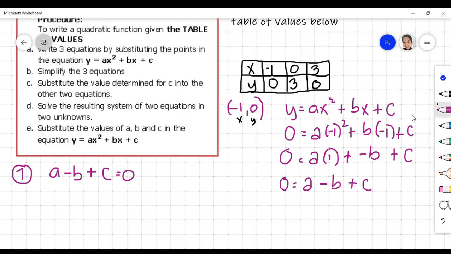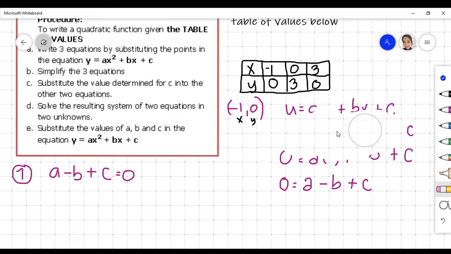Now, let's proceed to the next equation. So, let's erase this part first. Okay.